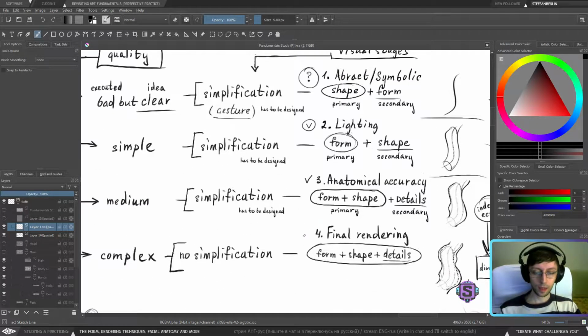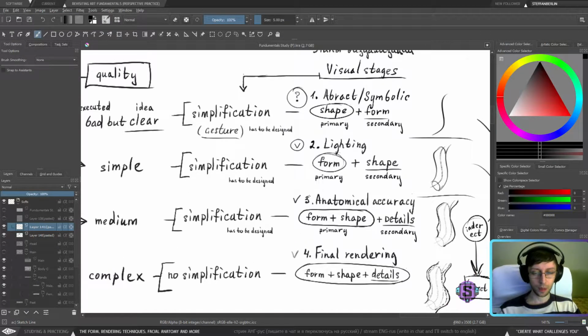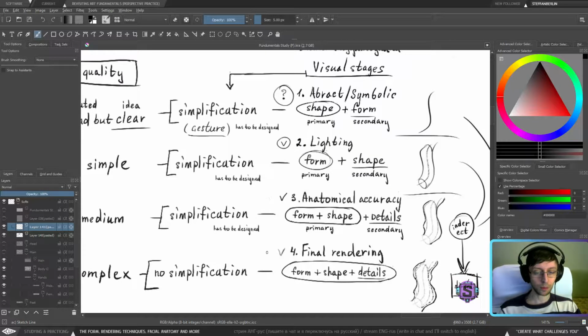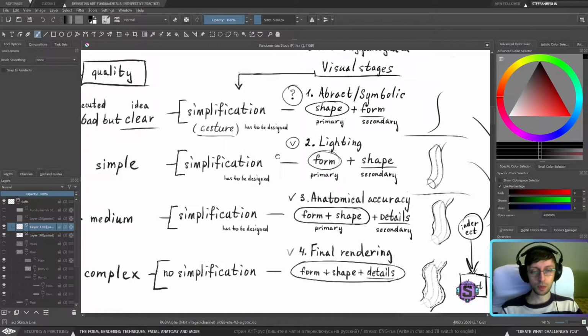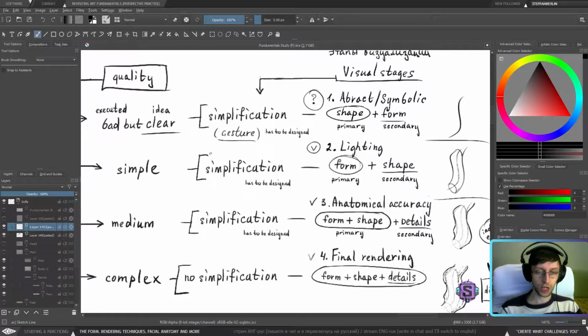So again, I don't believe that I have problems with the final rendering stage. I also don't believe that I have problems with the anatomical accuracy stage. It's all about accuracy and spending lots of time to make sure that it's going to look believable and right. So it's not that big of a deal to work with those kinds of things. But one of the things that I'm having trouble with is probably the abstract symbolic stage, because this is the most free stage, because it works with gesture, it works with feeling, it works with emotion.